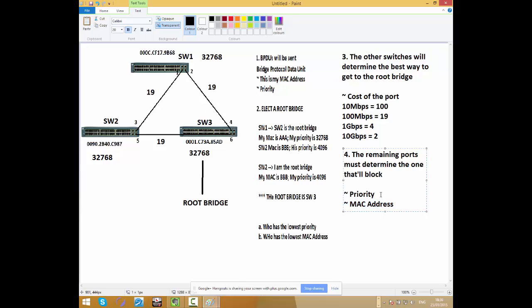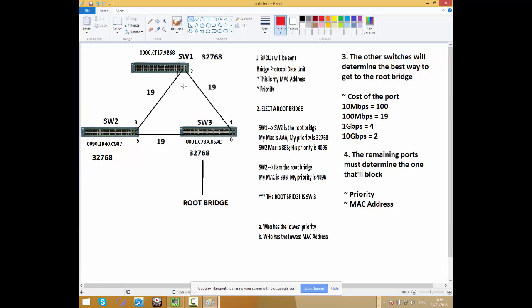So which one has the lowest priority? If they all have the same priority, then they have to go to MAC address. So in this case, switch 1 has the lowest MAC address. Therefore, remember, lowest always wins in spanning tree. So switch 1 will be, I have the lowest MAC address, so I win. In other words, switch 2, you have to block port 3.